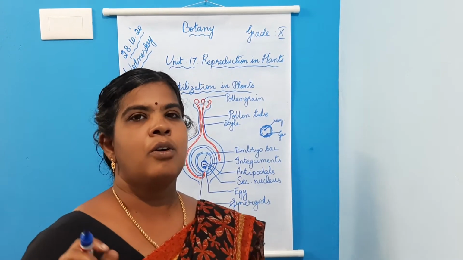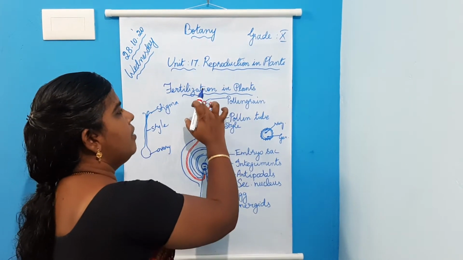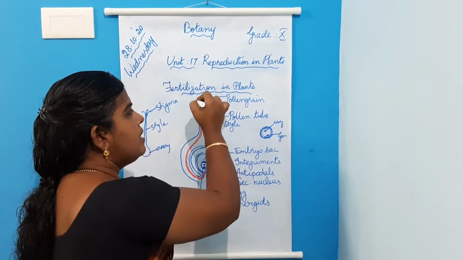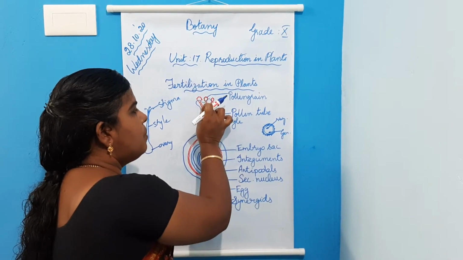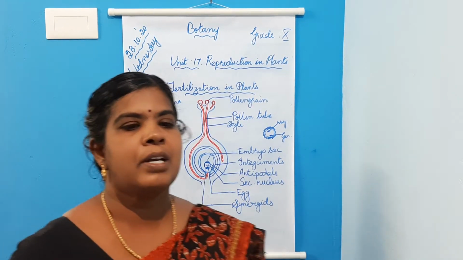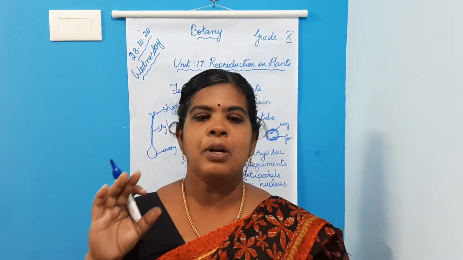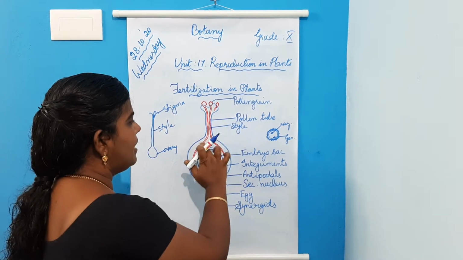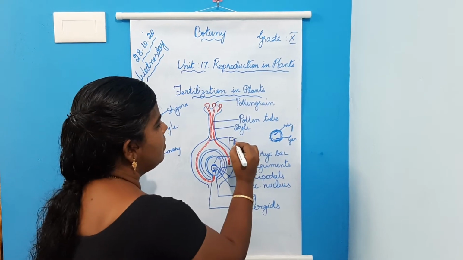When the pollen grain, the male reproductive structure, reaches the right stigma of the flower, it begins to germinate. During germination, the pollen grain forms a long tube-like structure. This tube is called the pollen tube. What is it called? Pollen tube.